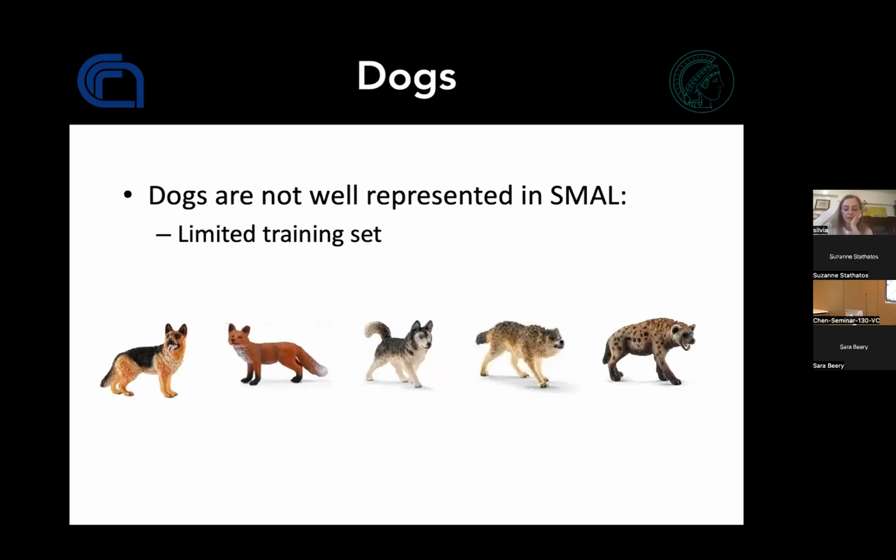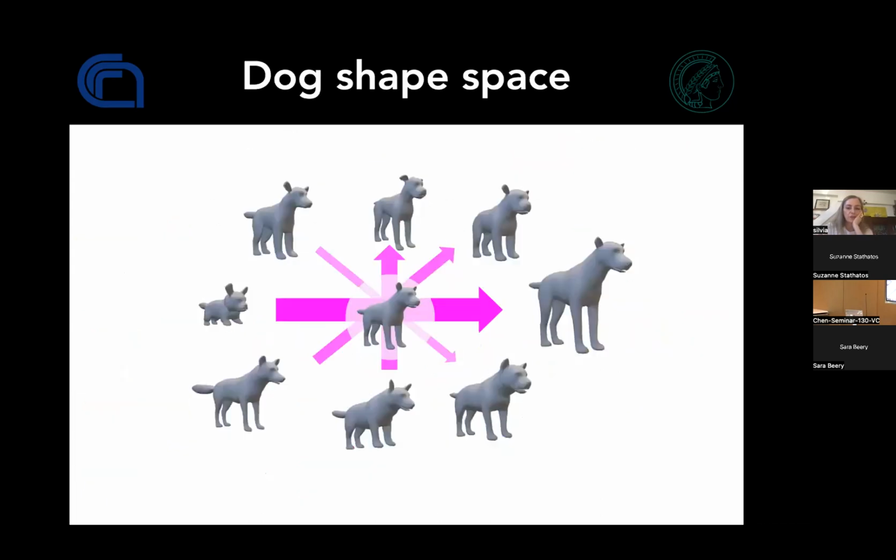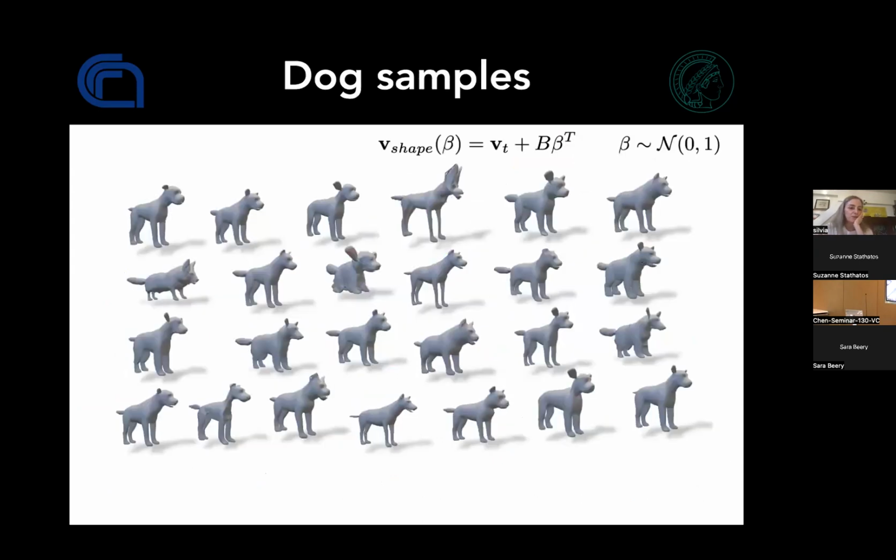So dogs are also not very represented in SMAL. And we did the same: bought more toys, created a dog model. This is a shape space. And now if you sample in this space, you have mixes between different breeds, which are completely fine for dogs.